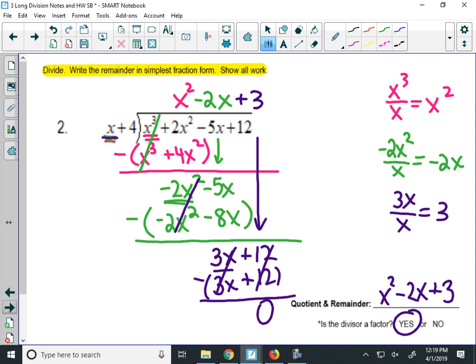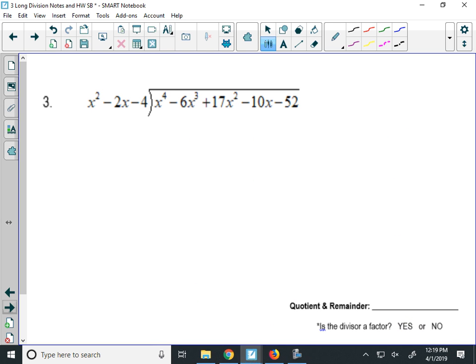All right. Let's look at number 3. So we're going to look at number 3. Someone was so happy. Okay. I think we're doing number 3. Let me look. Yeah, we're going to do number 3 and number 5.